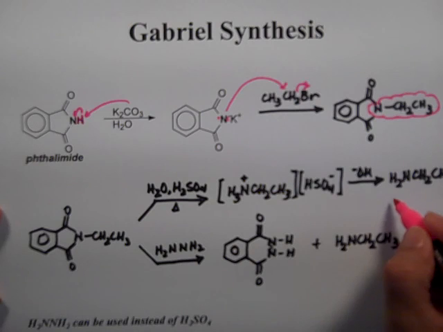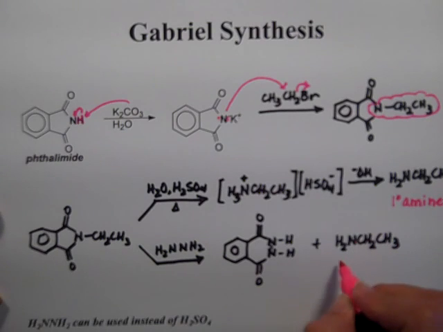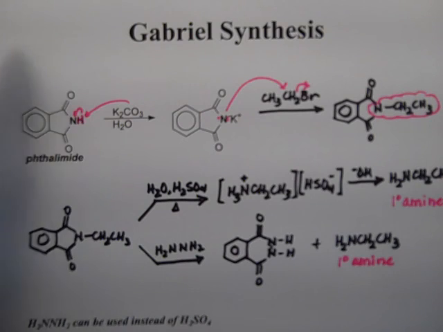So the Gabriel synthesis is a good alkylation. It can only alkylate the nitrogen once, and it also produces a primary amine. Unfortunately, we already have several ways of making primary amines. So in part number 3, we will talk about other ways of making secondary and maybe tertiary amines. So go to the third part.